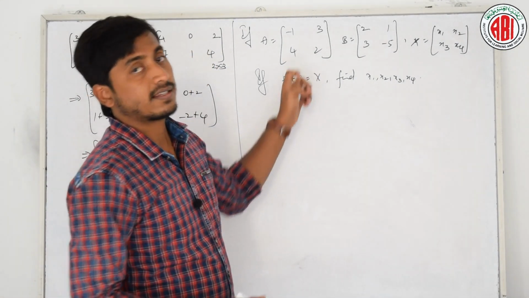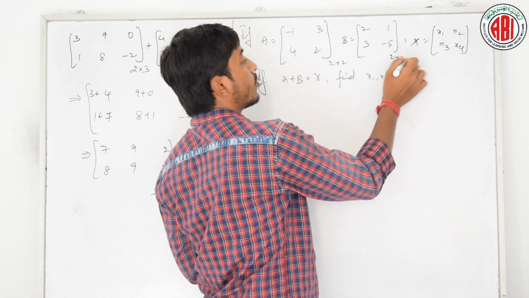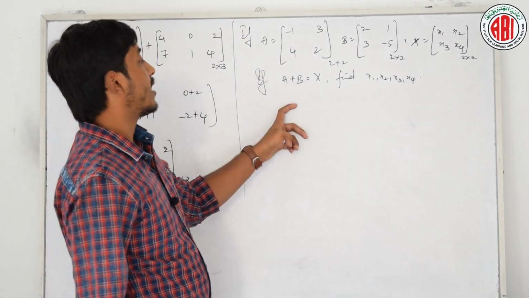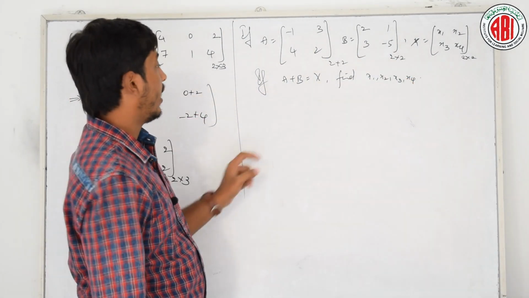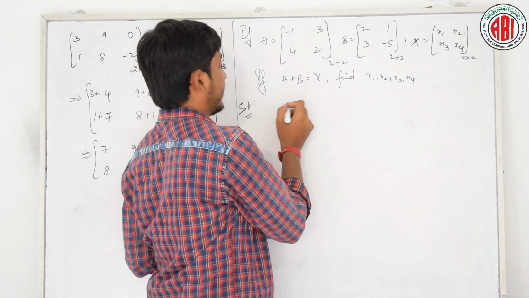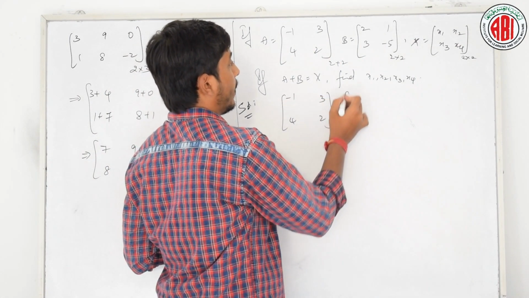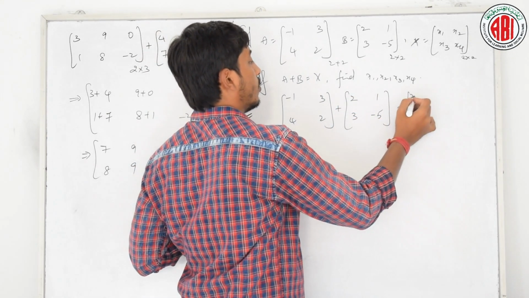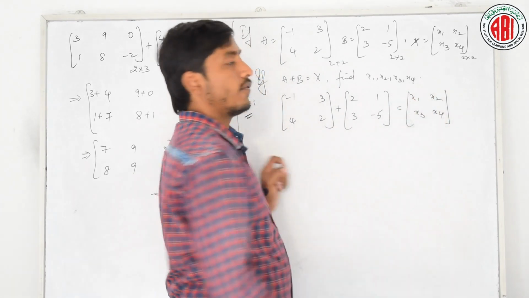Look at the next question. What is the order of this? 2 by 2, here 2 rows, 2 columns. This is also 2 by 2. Here also 2 by 2. Right. In this question, it is given that the addition of these two is the third matrix. Then let us write everything in matrix form. A plus B is X, that is, [-1 3; 4 2] plus [2 1; 3 -5] is equal to [x1 x2; x3 x4].